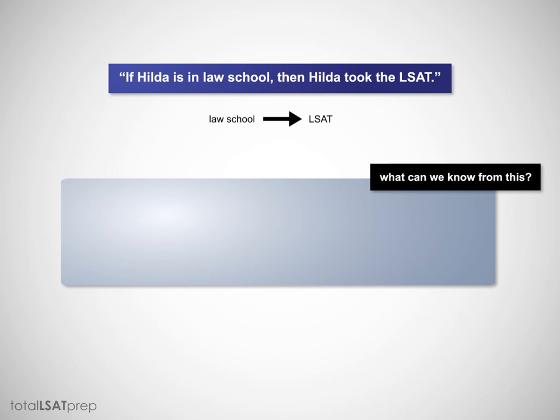So we already know that this is just a hypothetical. We don't know that Hilda is in law school. We don't know whether or not Hilda is in law school and whether or not Hilda took the LSAT. We just know what would happen if she is in law school. But is there anything that we can know from this?